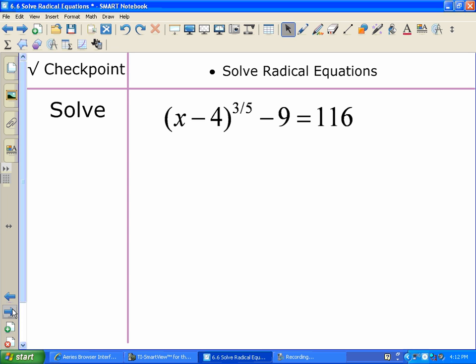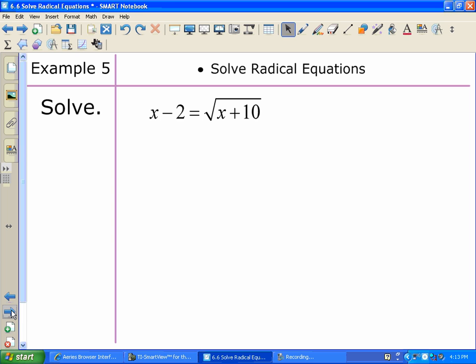Okay, hopefully you paused the video, did that checkpoint. We're going to finish up right now. This is kind of as hard as it's going to get today. I think these last two examples are kind of tricky. They're not too hard. They have a couple more steps.